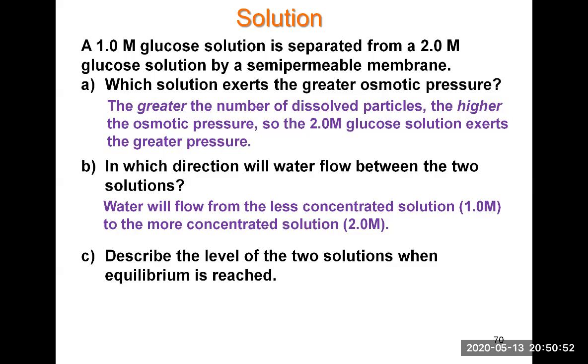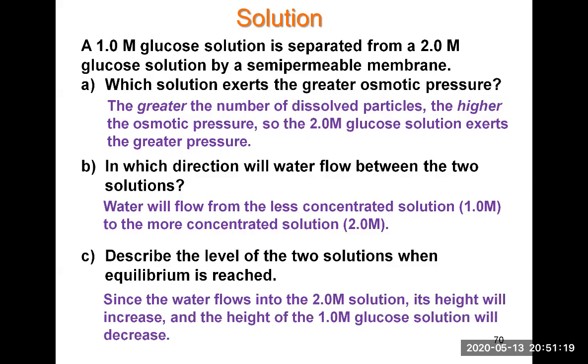So describe the level of the two solutions when equilibrium is reached. Water moves from the 1 molar to the 2 molar, and so the level on the side where you have the 2 molar glucose solution will be higher, and the level of water in the 1 molar side of the container will decrease, right? Since the water flows into the 2 molar solution, its height will increase, and the height of the 1 molar glucose solution will decrease.